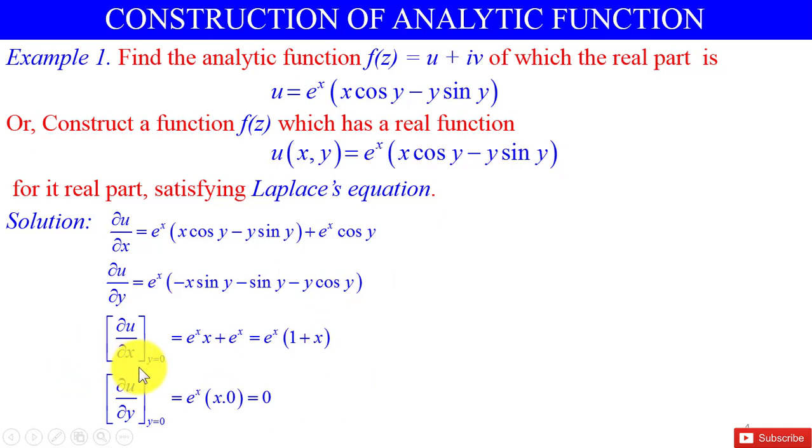Therefore, del u by del x at y equal to 0 is equal to e raised to the power x into x plus e raised to the power x, which is equal to e raised to the power x into 1 plus x. If we put y equal to 0 in this equation and this equation, we obtain these equations. Similarly, del u by del y at y equal to 0 is equal to e raised to the power x into 0, this is equal to 0. So, del u by del x at y equal to 0 is e raised to the power x into 1 plus x, and del u by del y at y equal to 0 is 0.